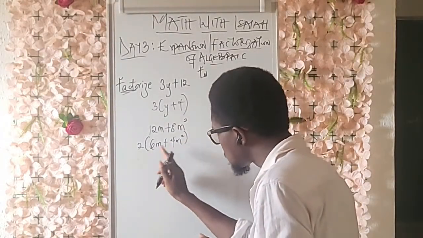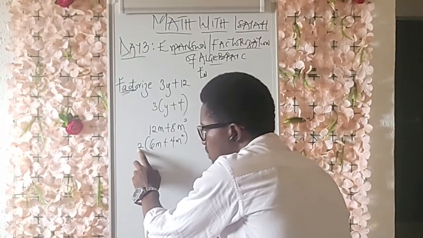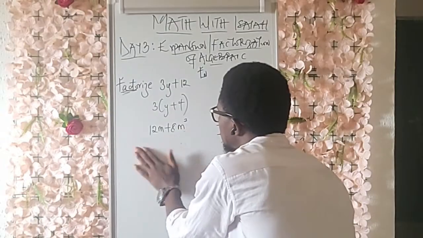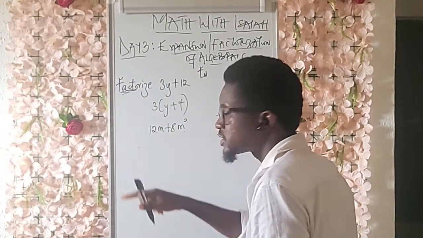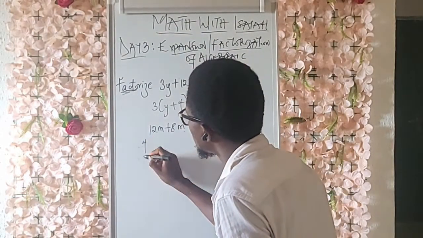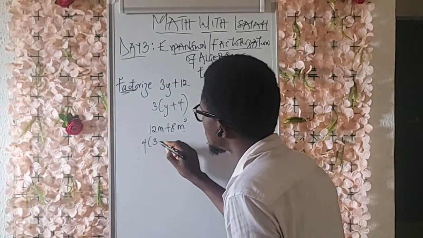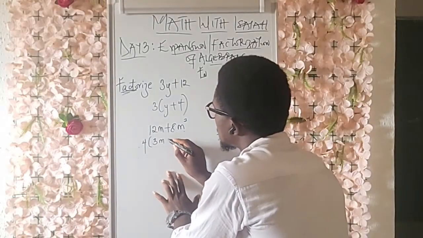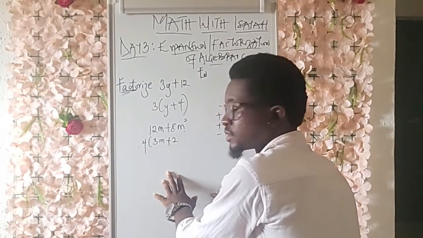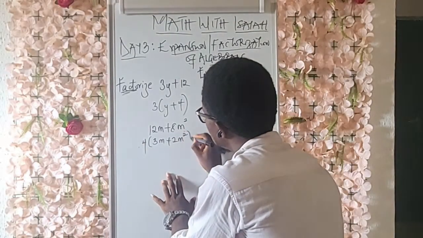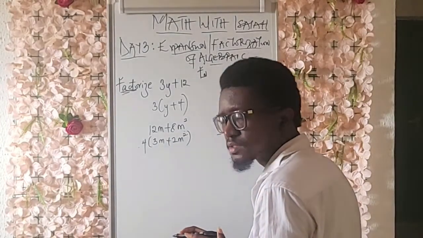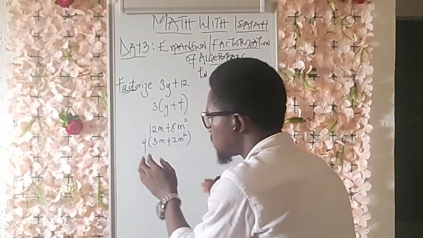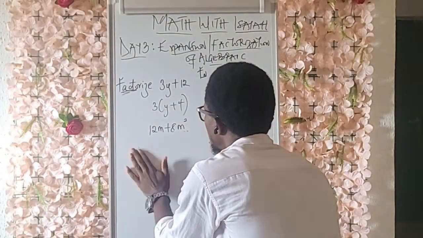Do they still have something in common? Yes. That same 2 is still common. So that means we were wrong. The answer is not supposed to be 2. It should be 4. 4 is here. 4 is here. How many 4s do you see here? 3, right? 3m. Now look here. How many 4s do you see here? 2. 2m squared. Do they still have something in common? Yes, m. That means we were wrong. It's not 4 alone, it's 4m.